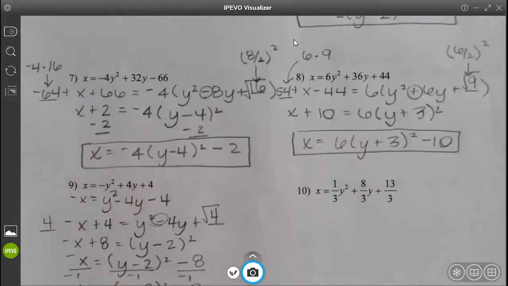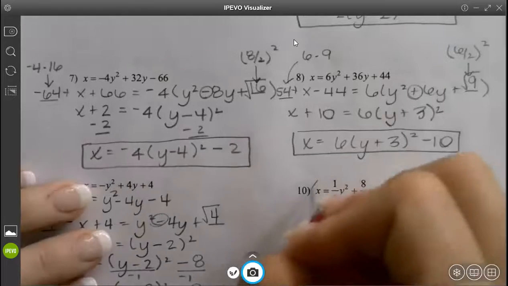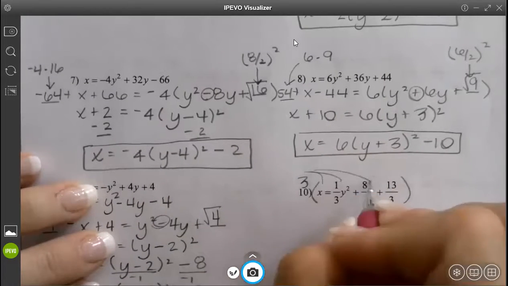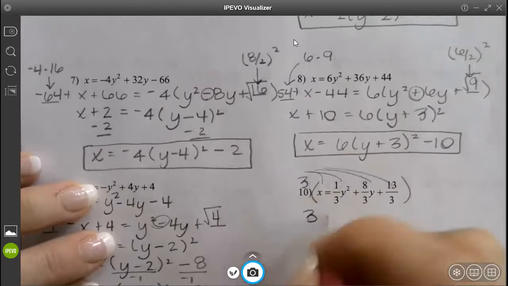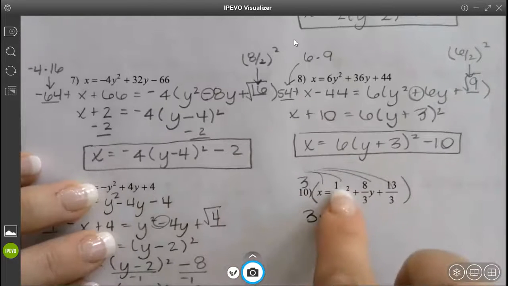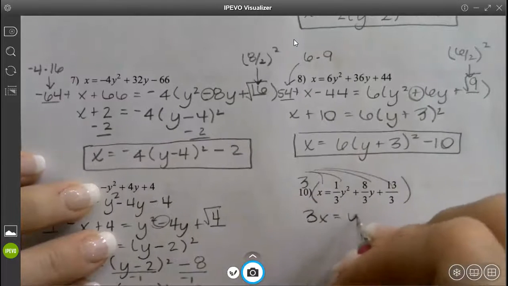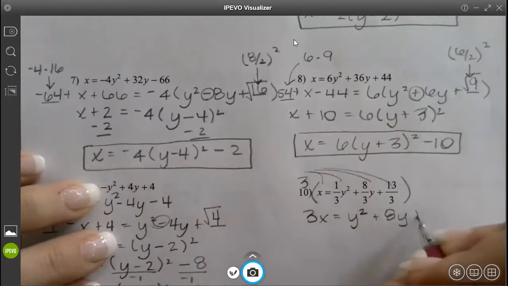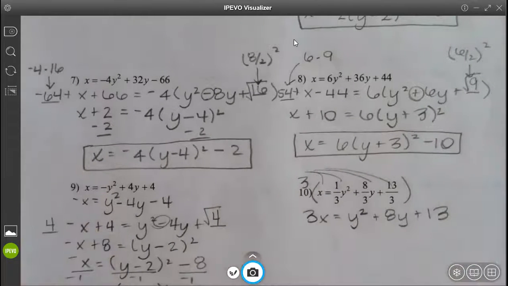Right. So the next one has fractions, and remember to deal with fractions, we multiply by the denominator. So it's a divide 3 in your problem. We're going to multiply 3. So we're going to multiply every single thing by 3. The only thing that does is change it to 3x, and then you keep all the numbers on top. So 1y squared, or just y squared, plus 8y plus 13. Now it's a normal problem that you're used to.